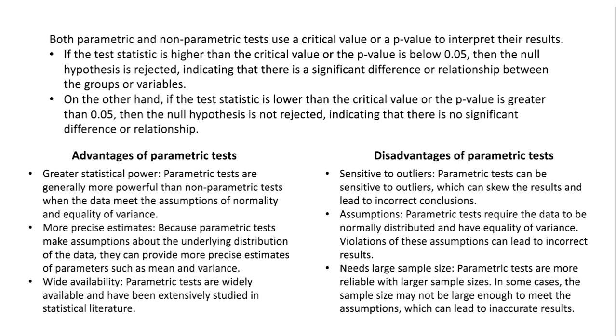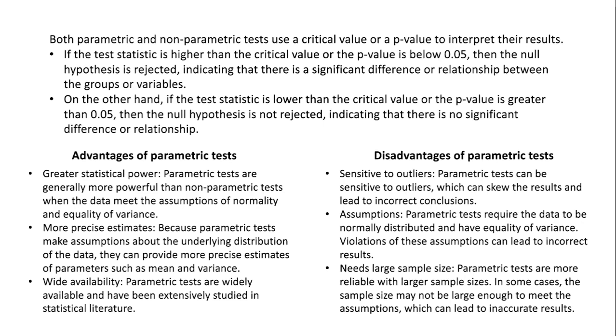Both parametric and non-parametric tests use a critical value or a p-value to interpret their results. If the test statistic is higher than the critical value or the p-value is below 0.05, then the null hypothesis is rejected, indicating that there is a significant difference or relationship between the groups or variables. On the other hand, if the test statistic is lower than the critical value or the p-value is greater than 0.05, then the null hypothesis is not rejected, indicating that there is no significant difference or relationship.